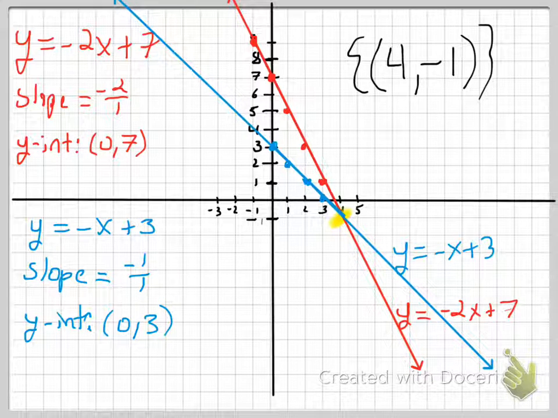Now, if they end up being on the same line, then we would just use one of the lines as our solution because they are the same line. If they end up being parallel, then it's no solution because they're never going to intersect.